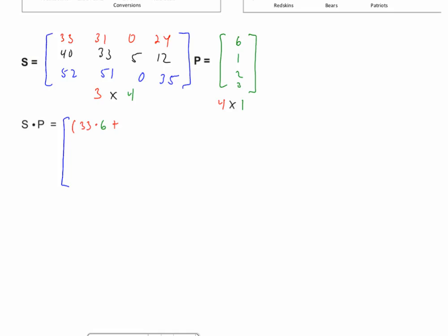And I'm going to go now to the second element of the first row of S, and that's the 31. And I'm not going to multiply it times the 6. I'm going to work down the column. So I'm going to multiply it times the 1. The 31 times the 1. The second one across times the second one down. I'm going to take my red again. I'm going to do this 0. And just to be clear, the third one across goes with the third one down, so that's 0 times 2.